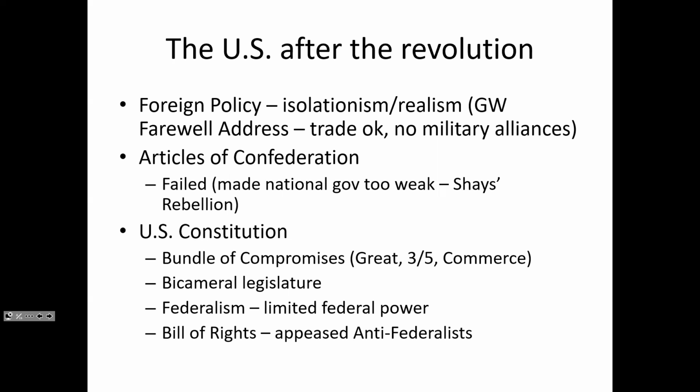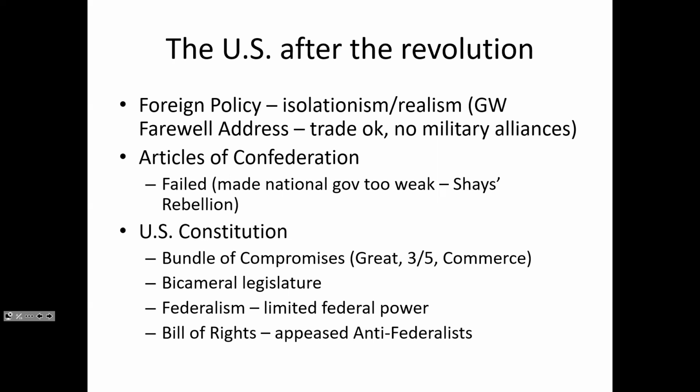Like the farmer rebellion in Massachusetts that just shut down the courts for months and months in the state. Nobody could do anything because there was no army, there were no taxes, and the government couldn't do anything. So they make up the U.S. Constitution, which is basically a bunch of compromises between the 13 colonies.